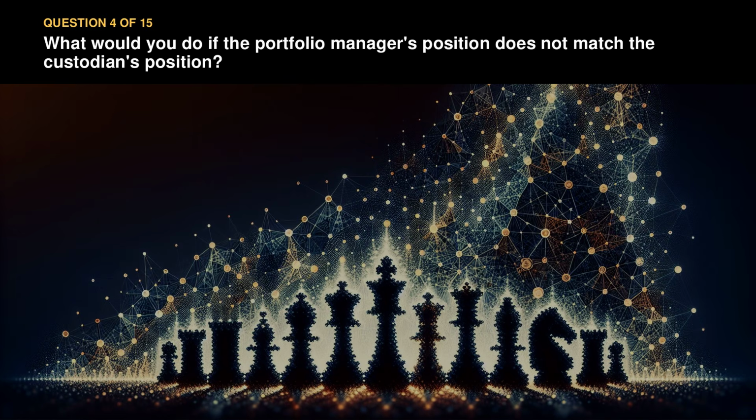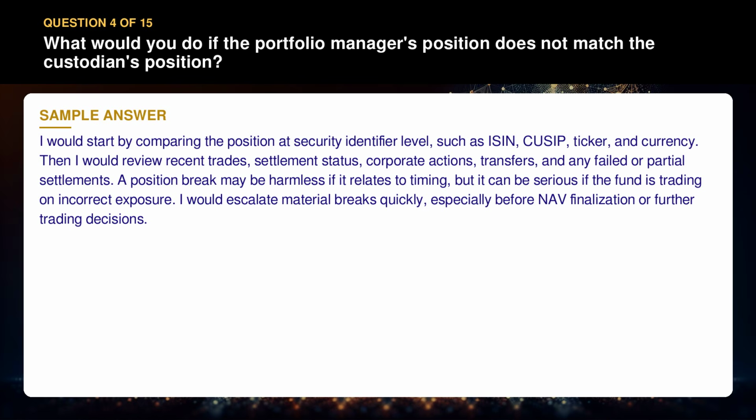Question 4. What would you do if the portfolio manager's position does not match the custodian's position? I would start by comparing the position at security identifier level, such as ISIN, CUSIP, ticker, and currency. Then I would review recent trades, settlement status, corporate actions, transfers, and any failed or partial settlements.